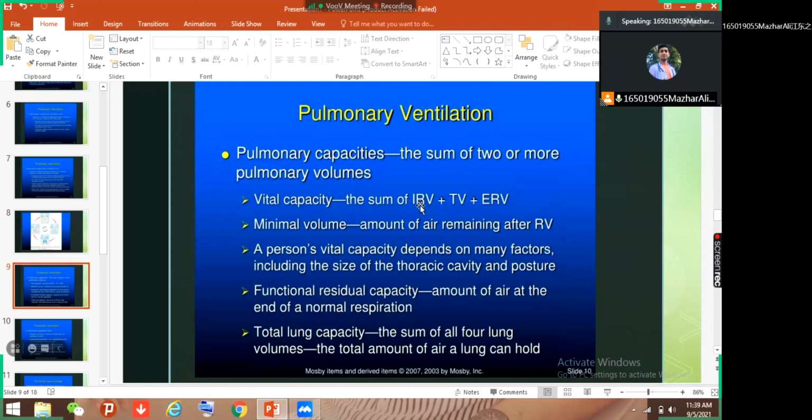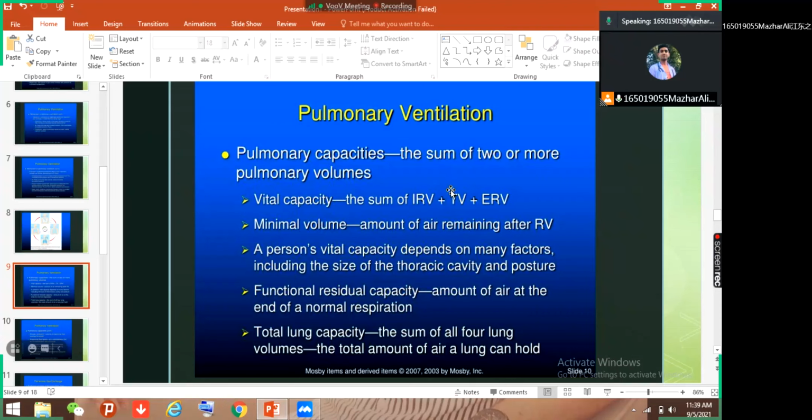What's the inspiratory reserve volume? It is the extra volume of air that can be inspired forcefully. Normally you take inspiration and expiration; this is normal. But if someone asks you to take a deep breath, that means a long inspiration. This is the extra volume of air that can be inspired forcefully beyond the normal volume. Normal tidal volume is about 500 ml. Anything more than this is called inspiratory reserve volume.